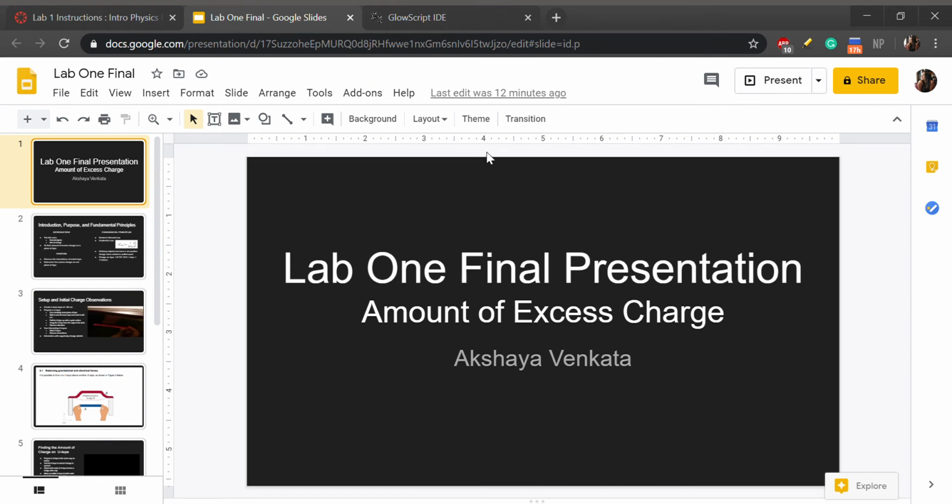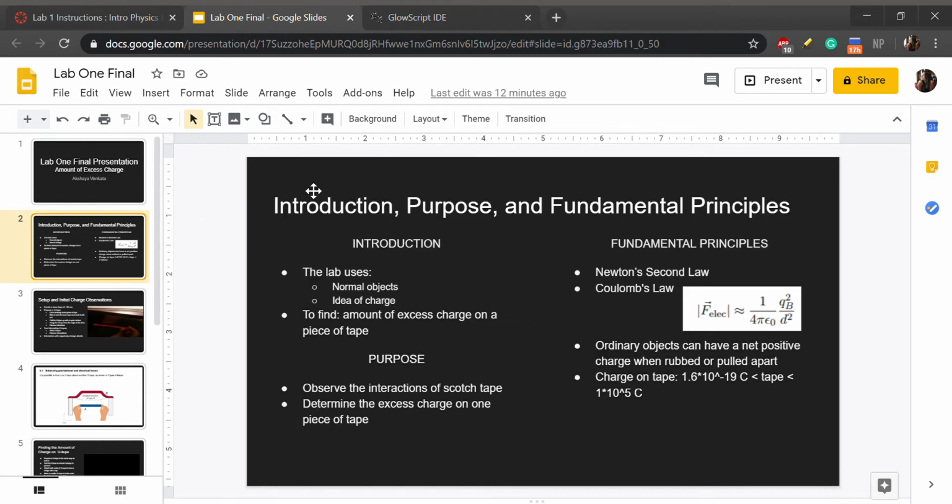Alright, let's get started. My name is Akshaya and this is my final presentation for lab 1 on the amount of excess charge on a piece of tape. So this lab is going to use normal objects and the idea of charge to find the amount of excess charge on a piece of tape. The fundamental principles involved here are Newton's second law, Coulomb's law, and the idea that ordinary objects can have a net positive charge when rubbed or pulled apart.